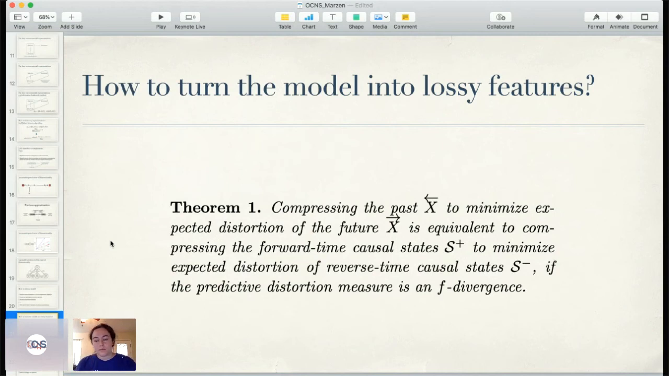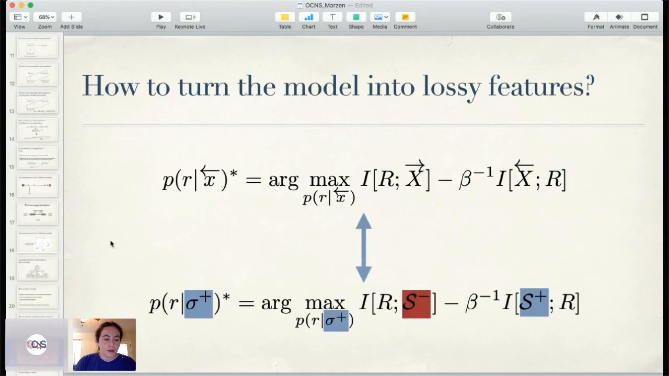And then there's this technicality about whether or not your distortion measures an F divergence. The reason we put that in is because we want to make this as general as possible. So this will apply not just to information bottleneck method type things, it will also apply to things where you have some other sort of divergence between two conditional probability distributions as your statement about how you want to retain information about the future. So let me show you what's going on here.